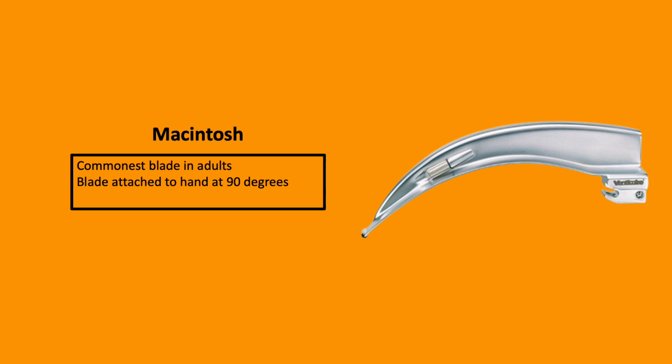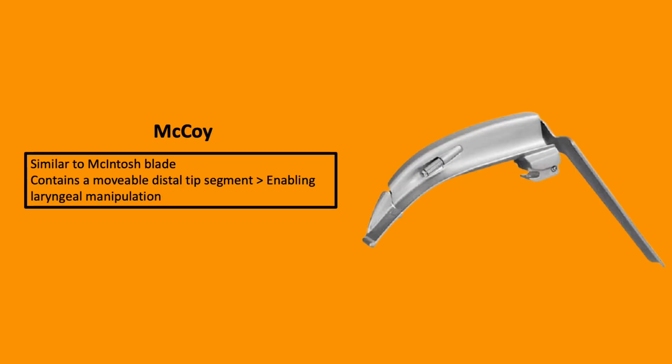The Macintosh blade is the most common curved blade. The blade is attached to the handle at 90 degrees. The McCoy blade is similar to the Macintosh blade. It's a curved blade, however it contains a movable distal tip segment allowing displacement of the larynx forward, and is classically used in obstetric patients.